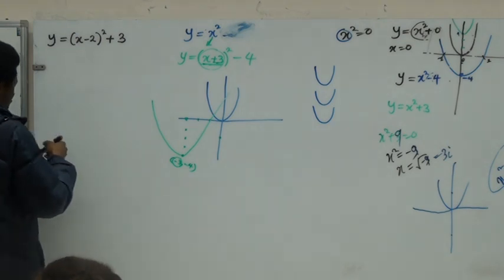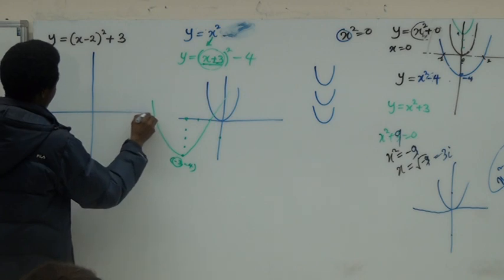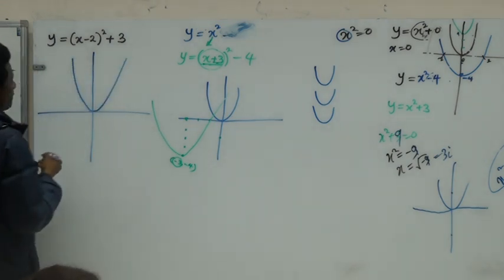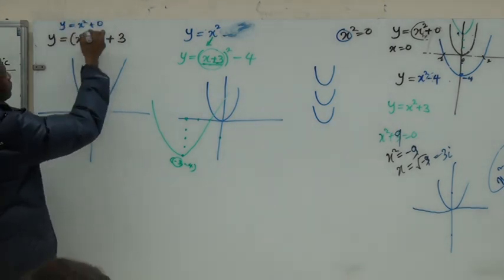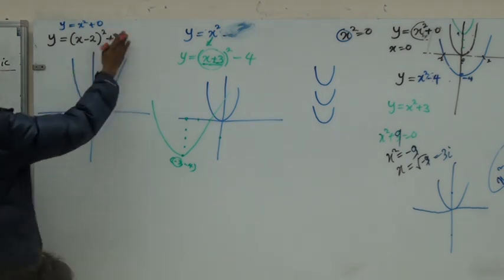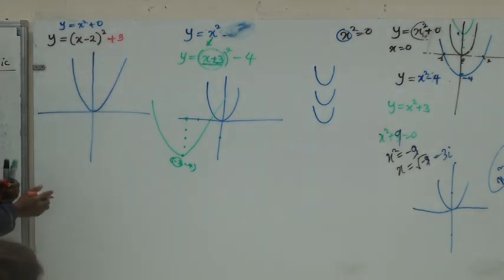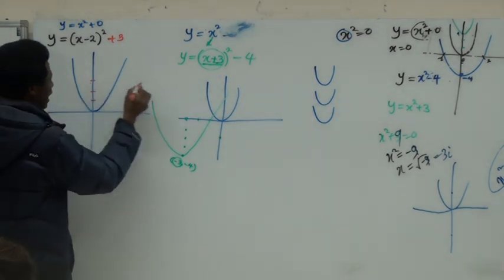I draw the original one in blue. Let's see. The original one, I mean x squared plus 0. Can you see that? This is my red marker. Plus 3, what does that tell us? Above by 3. So 1, 2, 3. So it's now on this line.